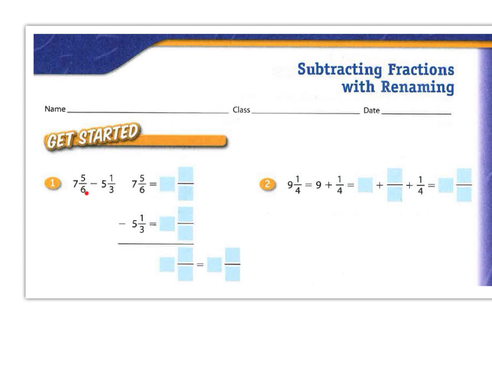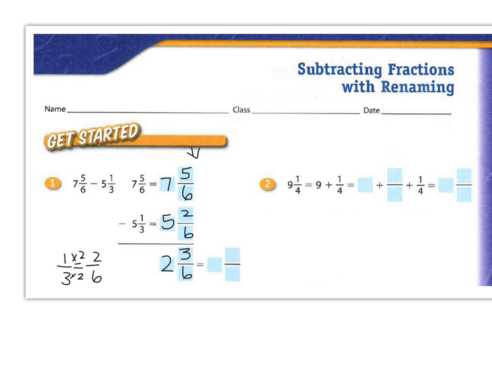Well, remember, we need to have common denominators. We know that 3 goes into 6, so let's keep 7 and 5/6, and then let's change 1/3 to sixths. So we would do 3 times 2, 1 times 2 to get 2/6. So then we have 5 and 2/6. So that means that we can now subtract the fractions first. 5/6 minus 2/6 is 3/6, and then 7 minus 5 is 2.